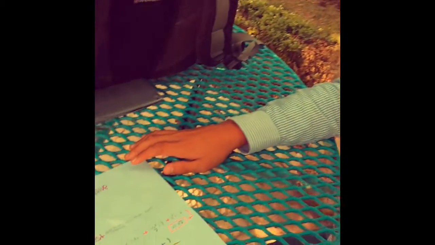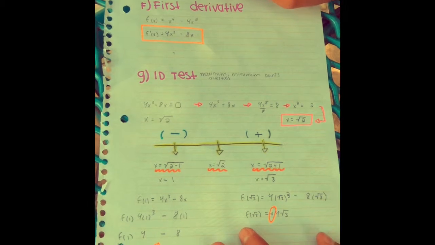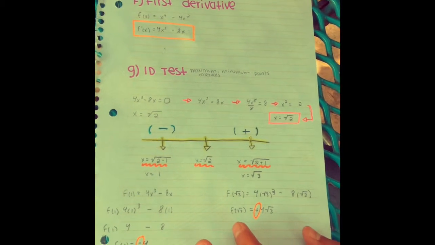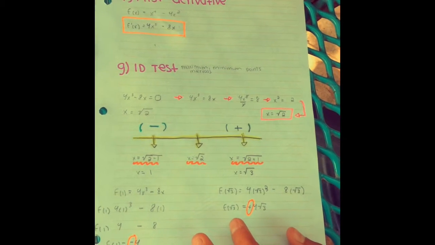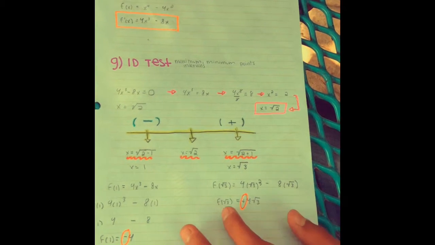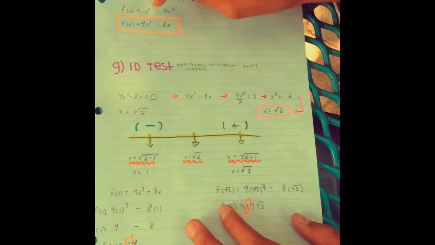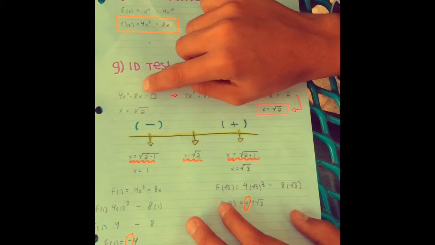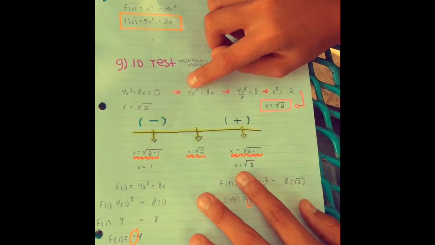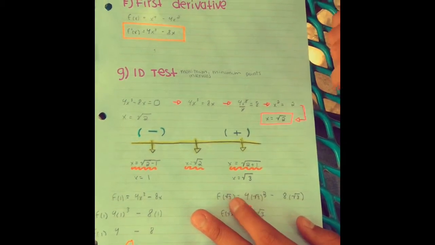Hi, now we are going to explain the first derivative and the ID test of our function. First, for the first derivative, we need our original function, that is this one, and we do the procedures learned in class to obtain the first derivative, which is this one. In the ID test, we need to put our first derivative equal to 0 and solve it for x. We do the procedure to obtain that x is equal to the square root of 2.